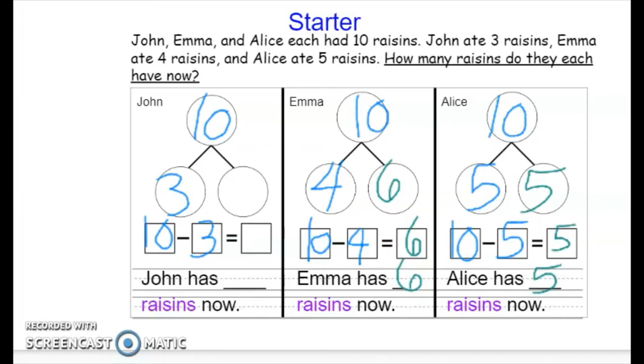John has 7 raisins. Let's fill it in with our number sentence as well. John has 7 raisins now. 7 is our solution. It's also our part. Raisins is our unit. Great job, my friends. We are so ready to move on to the teacher model.